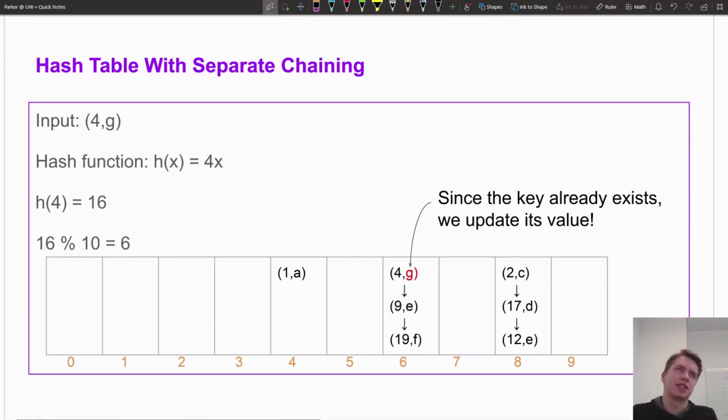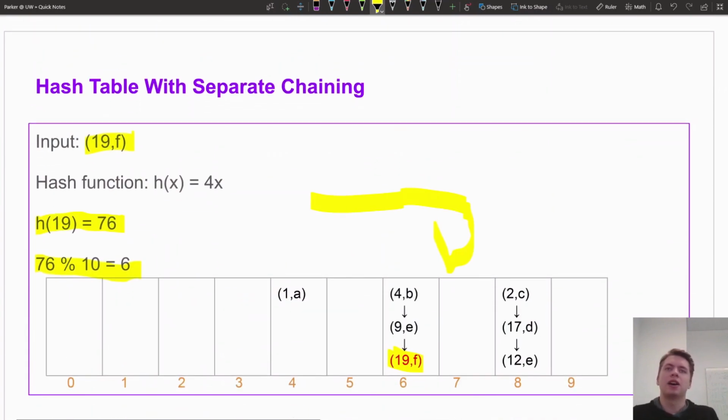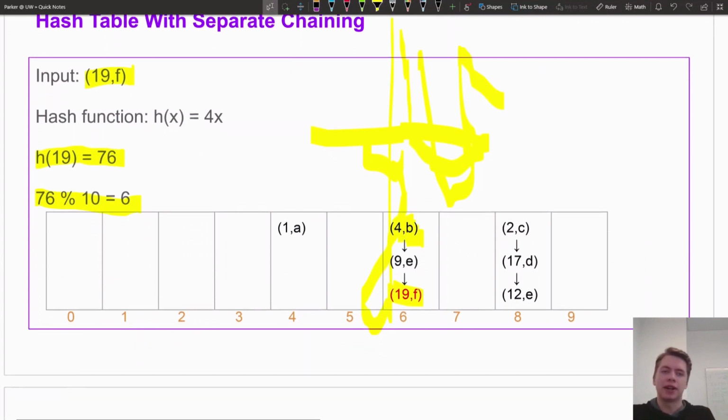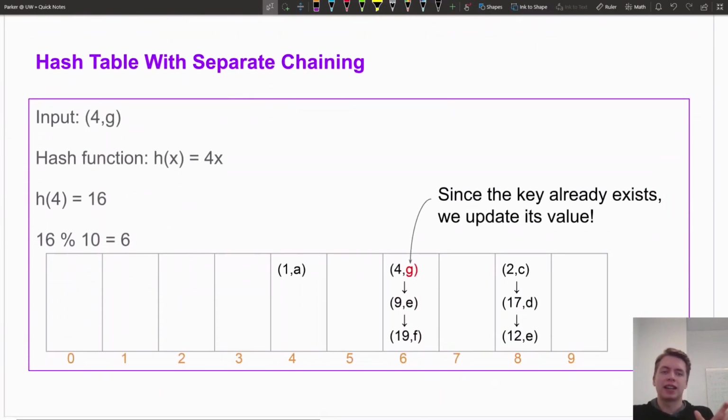Oh, but this is interesting. 4 is 6. Our hash table contains the key 4 already. So when we're inserting a key value pair with an already existing key into our hash table, we'll overwrite that existing key value pair's value.